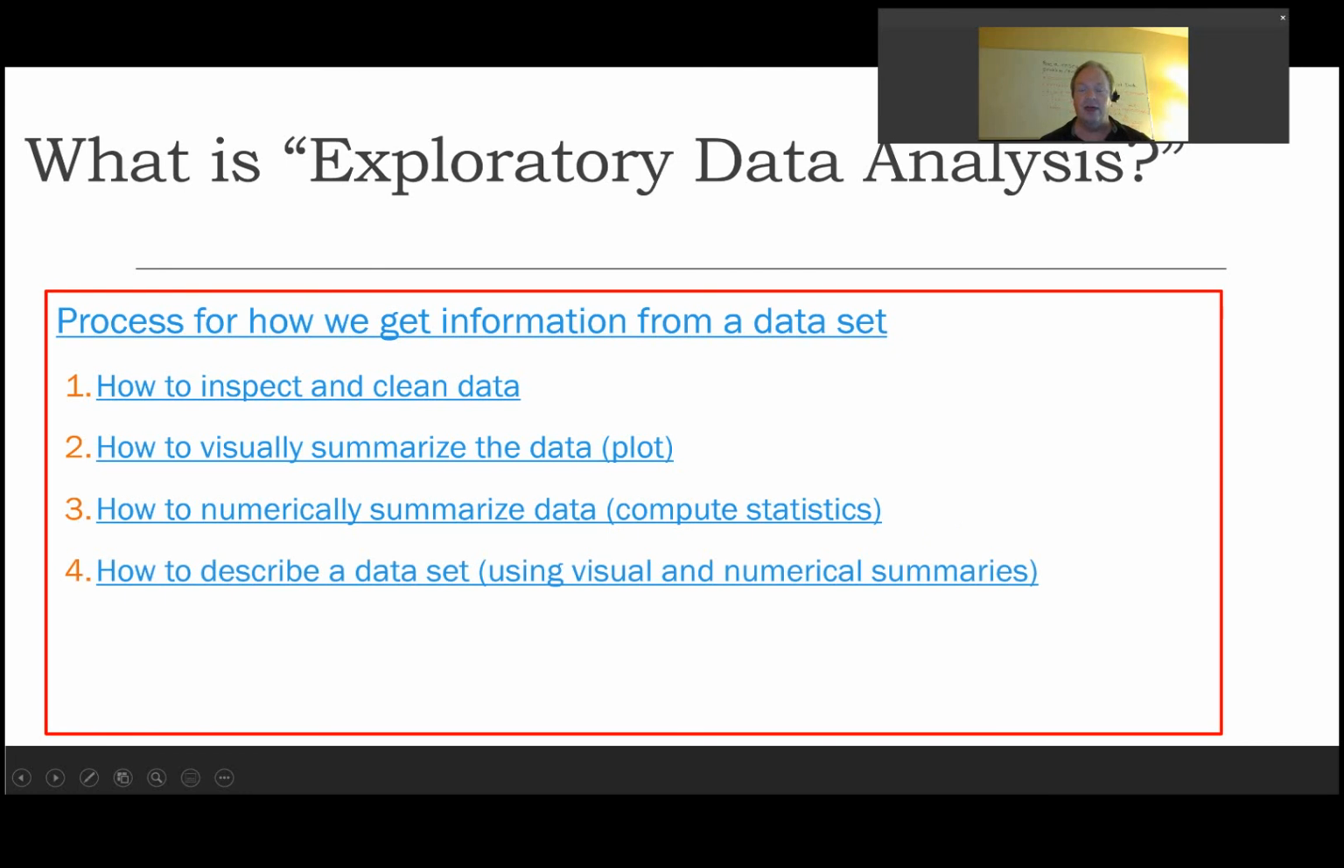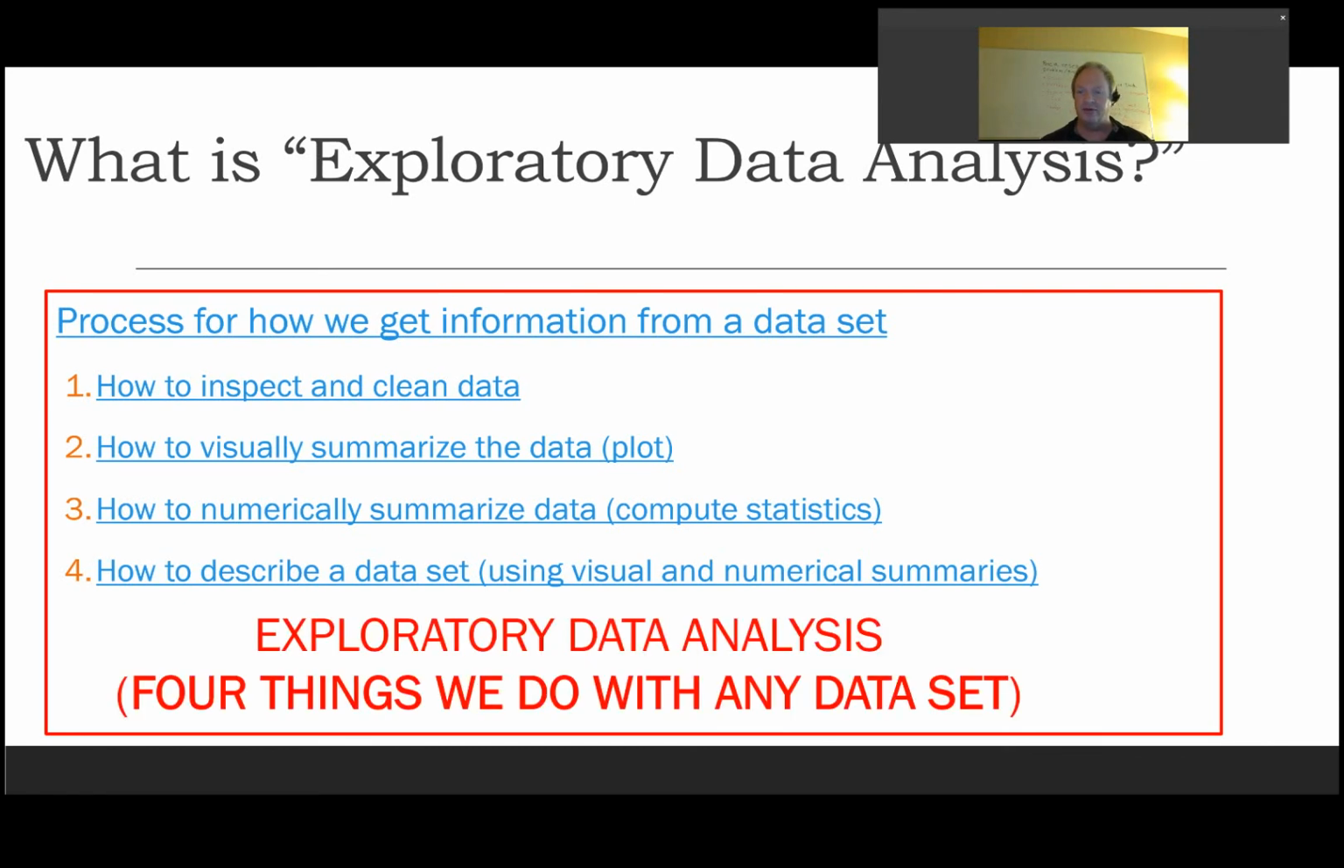And our final step is we want to bring together the information from the visual plots and the numerical information from our computed statistics and give a complete description of the data set. And this is the overall idea and the steps that we do in exploratory data analysis. It's important to emphasize that these are the 4 things we do with any data set. There are no exceptions.